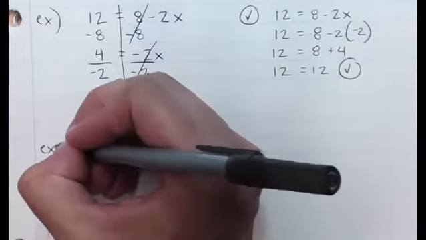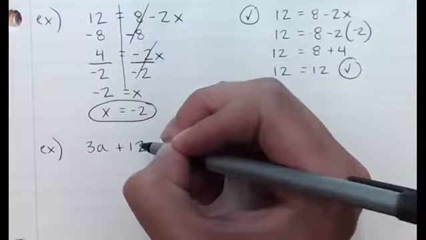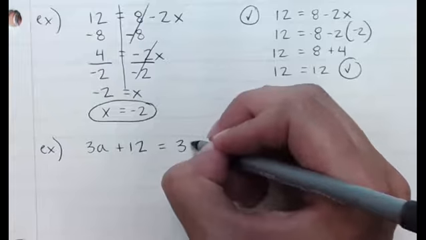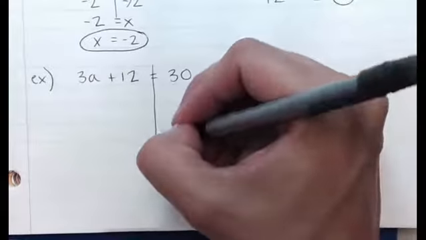Okay, let's try this one by yourself. So take a second to solve. 3a plus 12 is equal to 30. Take a second and solve for a.